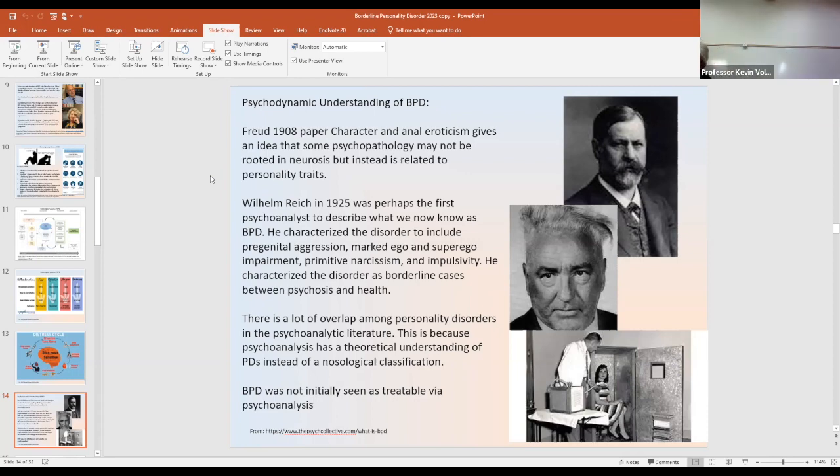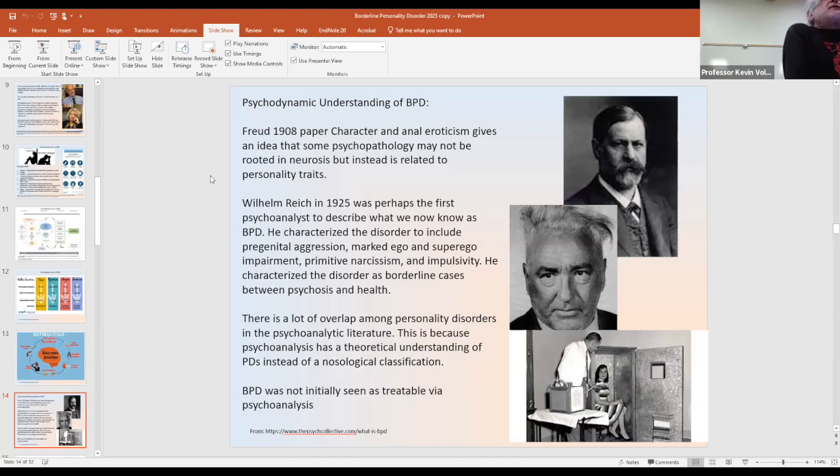Okay. In 1925, Wilhelm Reich, by the way, this is young, middle-aged Freud here. This is Wilhelm Reich. Check out that hairdo. This guy's a really interesting guy. I'll talk to you about him in a little side note here. Wilhelm Reich in 1925 was perhaps the first psychoanalyst to describe what we know as borderline personality disorder. He characterized the disorder to include pregenital aggression. That means aggression that originates before the Oedipal complex. Marked ego and superego impairment, primitive narcissism, and impulsivity. He characterized the disorder as borderline cases.